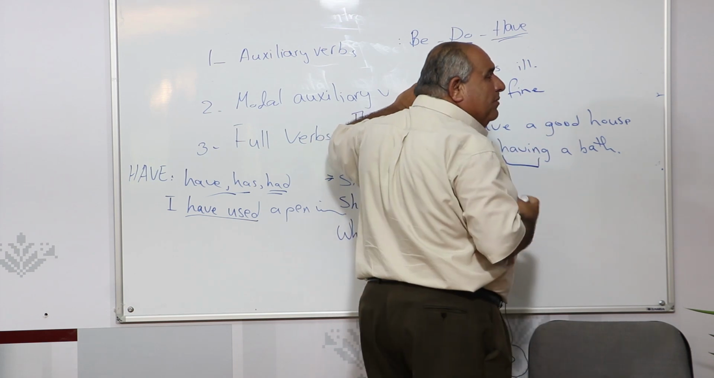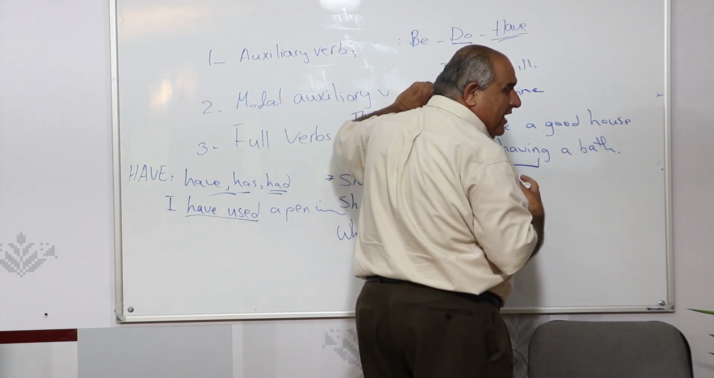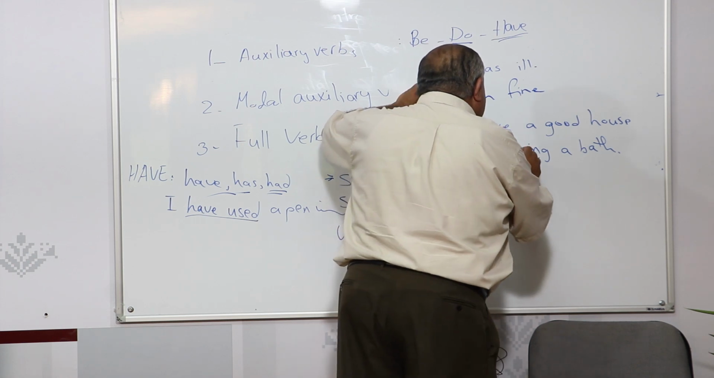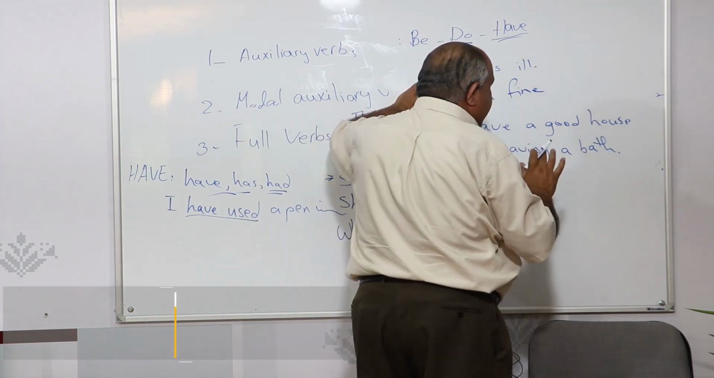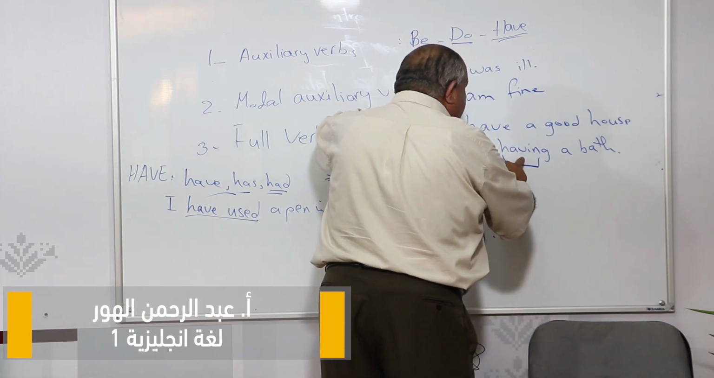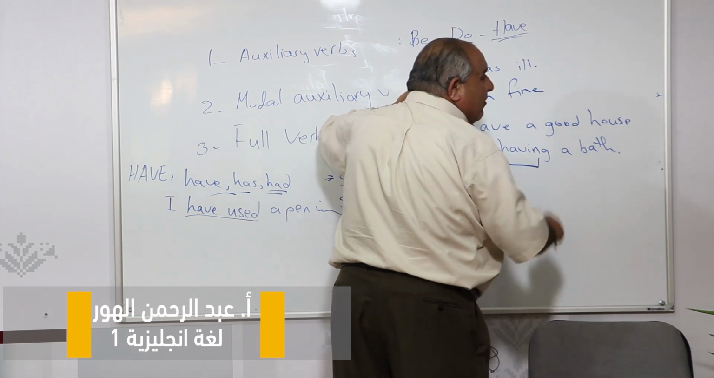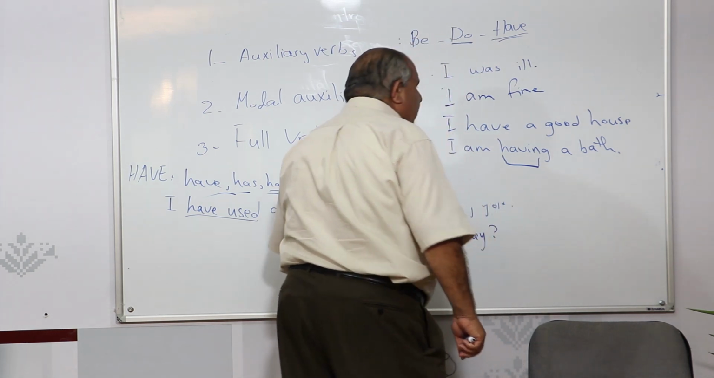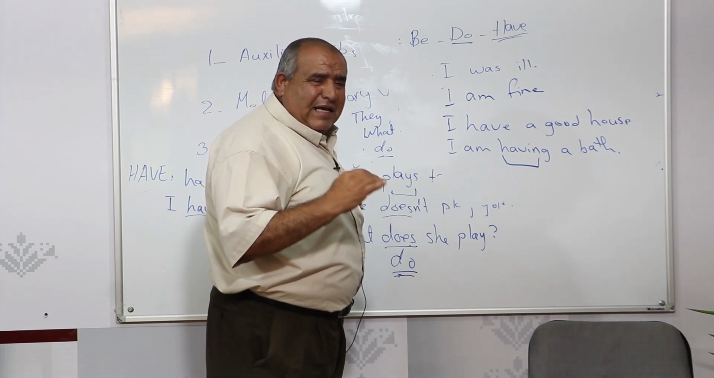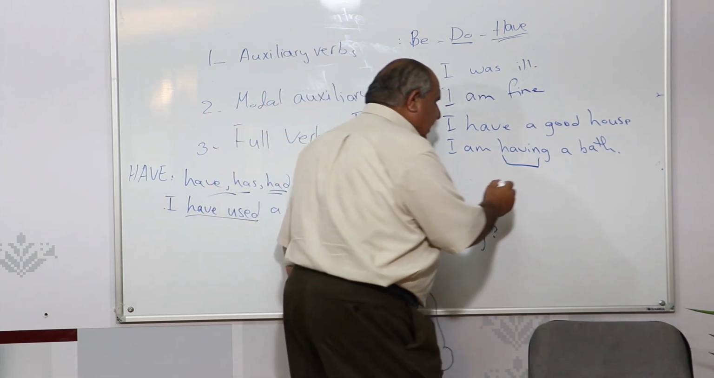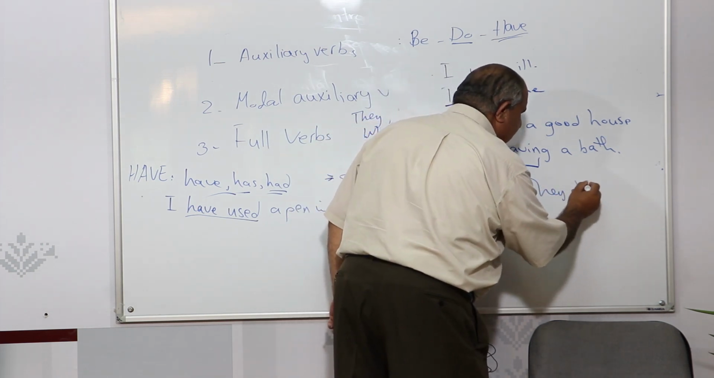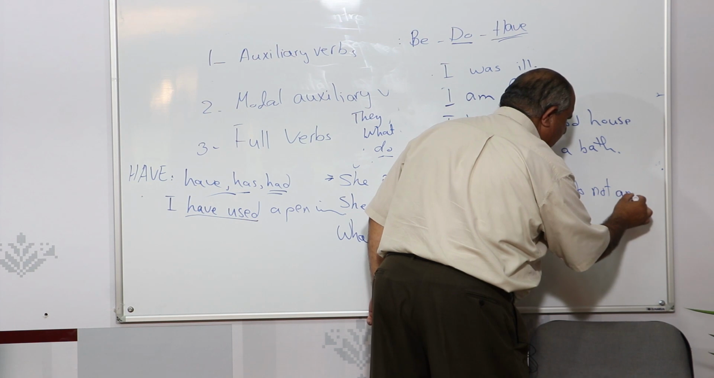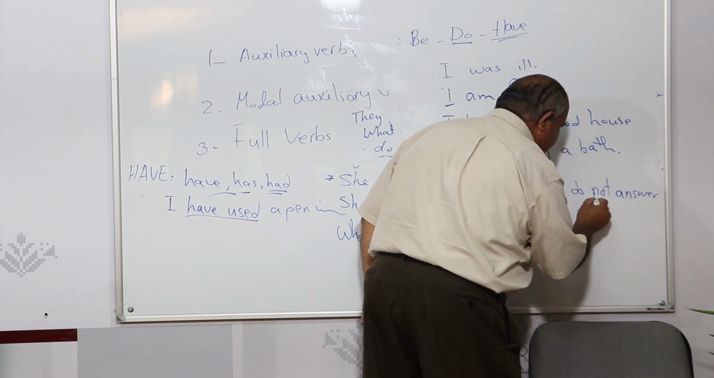I have a good house means I am possessing. I own. It has the meaning of possession, that I own, I possess a house. In this case, they can be used as full verbs with their meaning, not as auxiliary verbs. Therefore, you can use them in the continuous, in the present simple tense, in the past simple tense. There is no problem. Now, when we talk about do, this do can also be used as a helping verb, as an auxiliary verb, as in the example, they do not answer difficult questions.